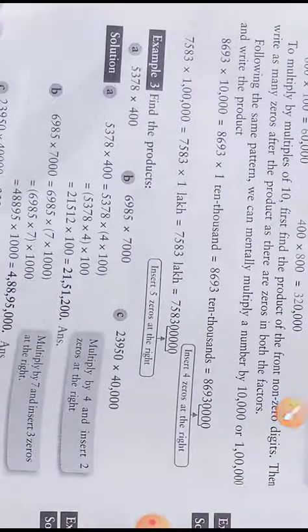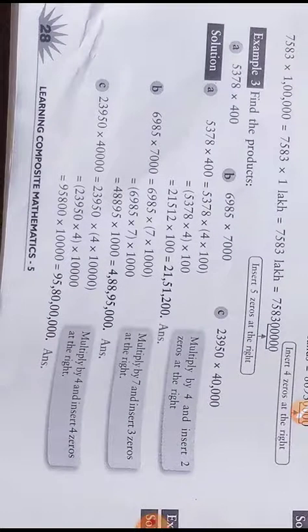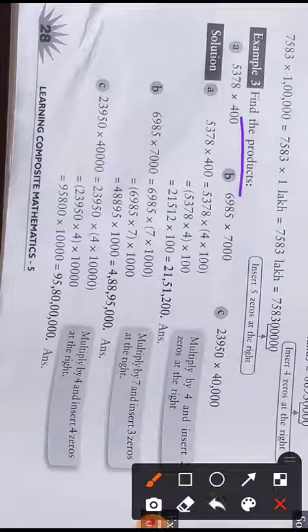Let us see some more questions. Here is an example: find the product. This number looks a little huge, but we can do it by the method given here. We have written 5378 first, then a multiply sign, and then 400 is broken down into two parts, that is 4 into 100. Yes, we can write 400 as 4 into 100.